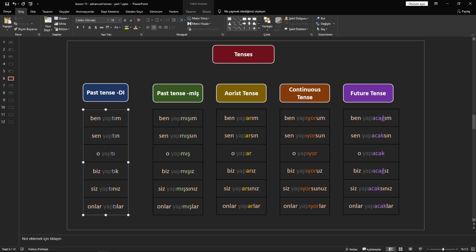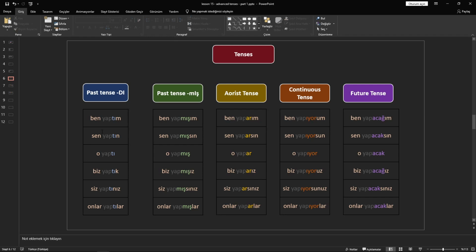But the thing you need to remember is this one. For some reason, in the past tense the ending for biz turns into k, yaptık. Not ız, not uz, it's k. That is for some reason different. Yaptık, biz yaptık. Biz yaparız, we do it. Biz yapıyoruz, we are in the present doing it. Biz yapacağız, we will in the future do it.